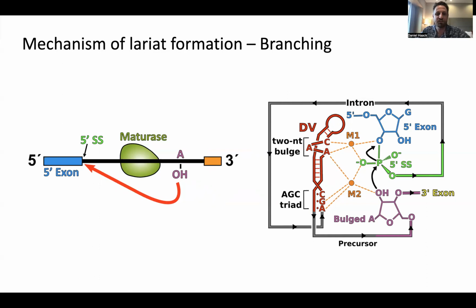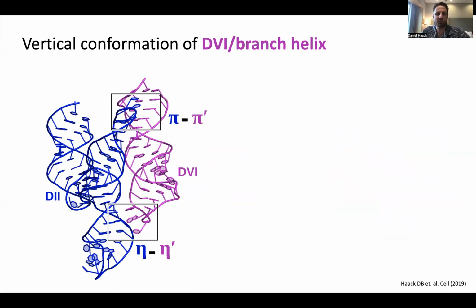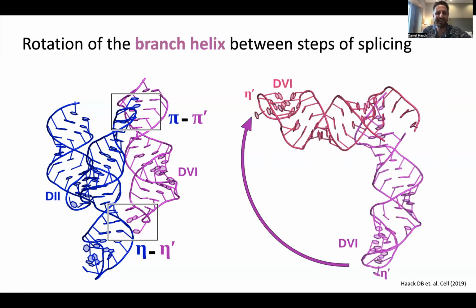However, what this representation of branching does not capture is why the nucleophile is always an adenosine, and what holds it in place long enough for catalysis to occur. Previous cryo-EM structures of this exact same intron provided insights into large-scale RNA dynamics. The branch helix of the intron is shown here in a vertical state being held in position by the previously mentioned pi prime and eta prime interactions. However, through classification, an alternative RNA conformation was identified where the branch helix had rotated 90 degrees into a horizontal position with both pi prime and eta prime disengaged.